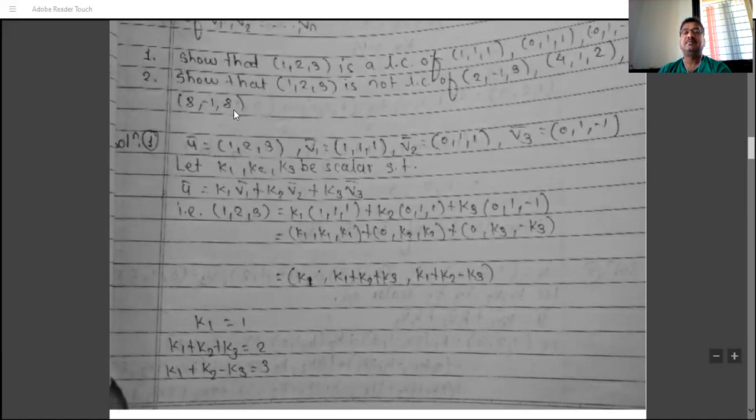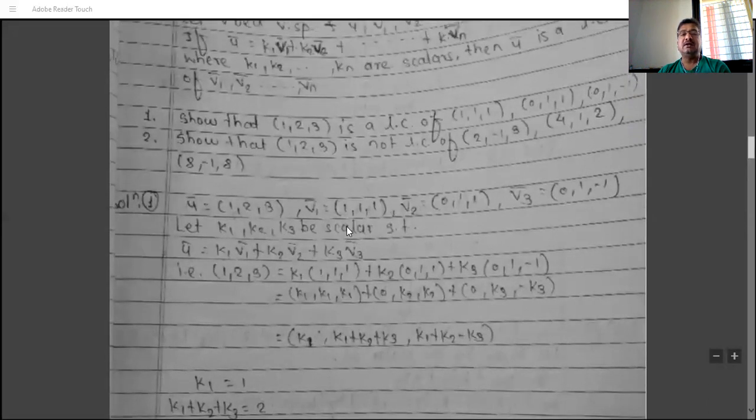That is the second problem. So in the first problem, we have values of k1, k2, k3, some real numbers, but in the second problem we do not have such values. So let k1, k2, k3 be scalars such that u = k1 v1 + k2 v2 + k3 v3. Then we have to solve this equation and find the values of k1, k2, k3. So this is called linear combination.